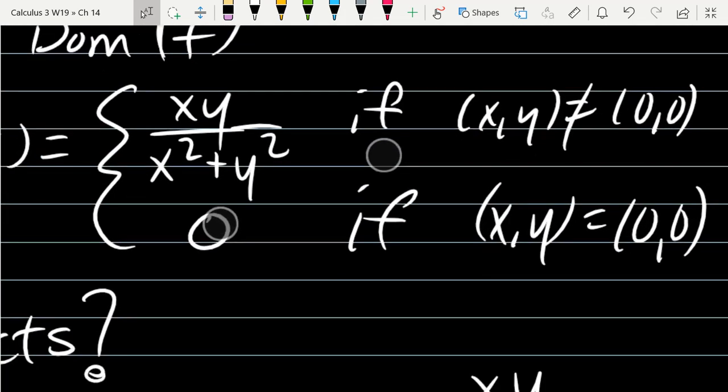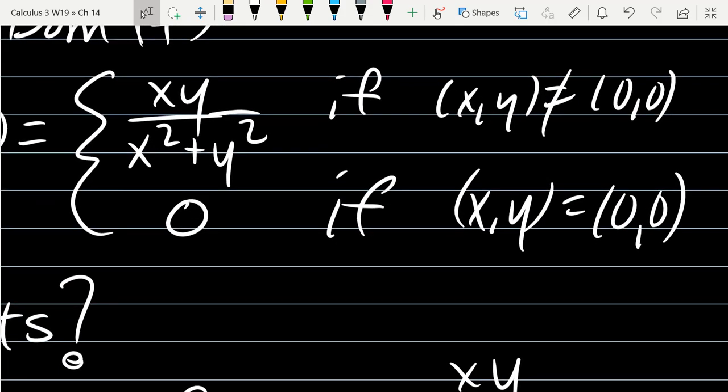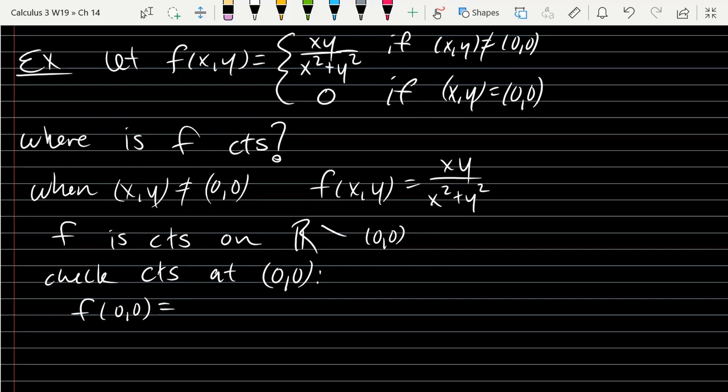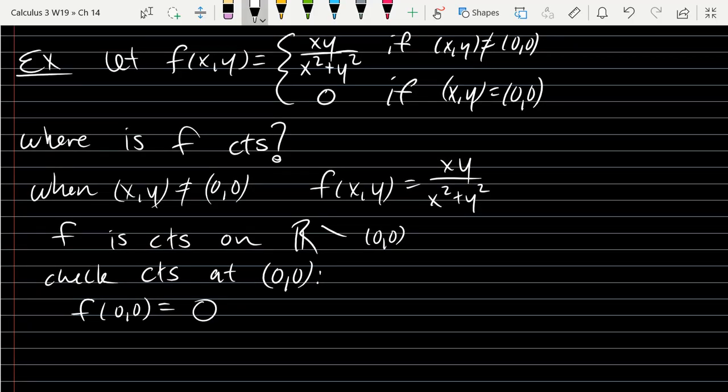So we're checking continuity at 0, 0. First thing we're going to do is take 0, 0 and plug it into f. What do we get according to the function definition? 0. Not 0 over 0, because we're using step 2. So we have x, y is 0, 0, so we're using the second step right here, which tells us our function value is 0.